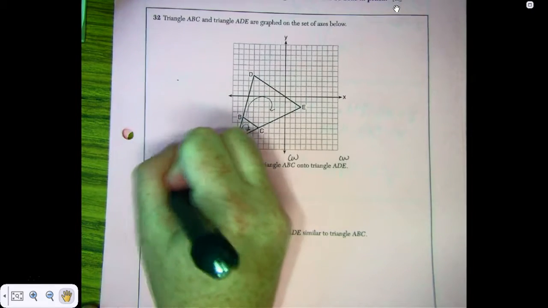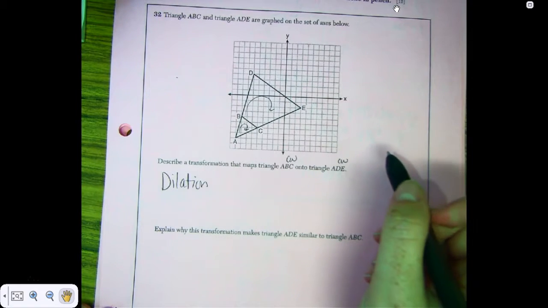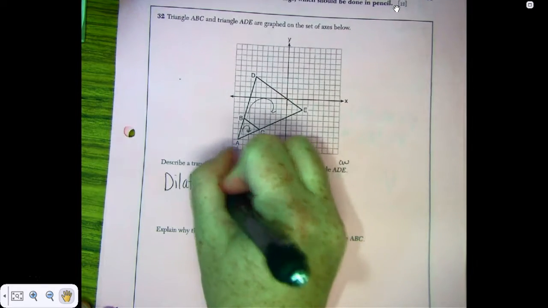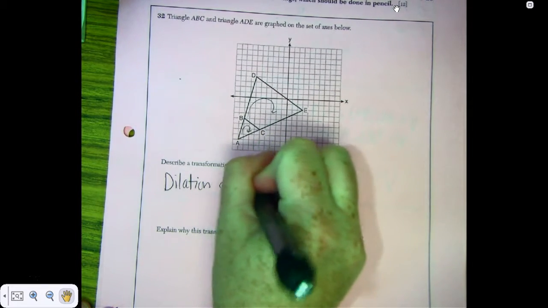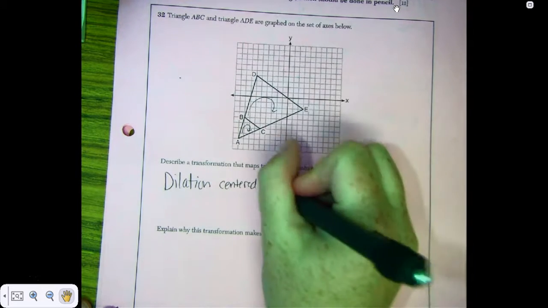So when I'm talking about a dilation, you need to tell me the center of dilation, and you need to tell me the scale factor. Now, the center is A. A didn't move. Okay, A mapped onto itself. It didn't move. That's the center.